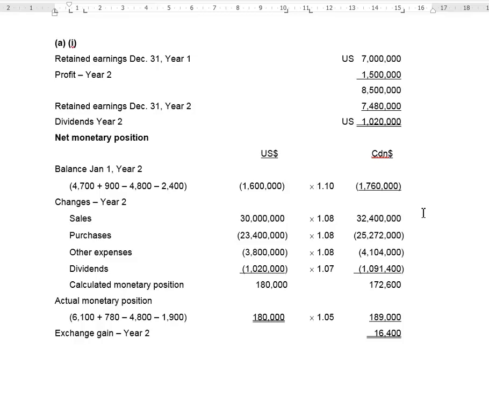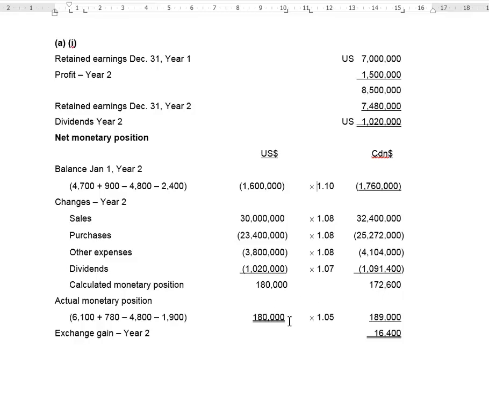Again, your sales, we weren't given the actual rates in effect at the date each sale took place. So we don't know the historical rate, but we do know the average rate. And the average rate in our question was 1.08. So that was our year 2 average. So we're going to translate sales and purchases as well as other expenses at that rate. And don't forget, the rate in effect at the date the dividends were declared and paid was 1.07. That was your September 30th rate. So we're using that rate. So we're going to get a calculated monetary position translated into Canadian dollars of 172,600.